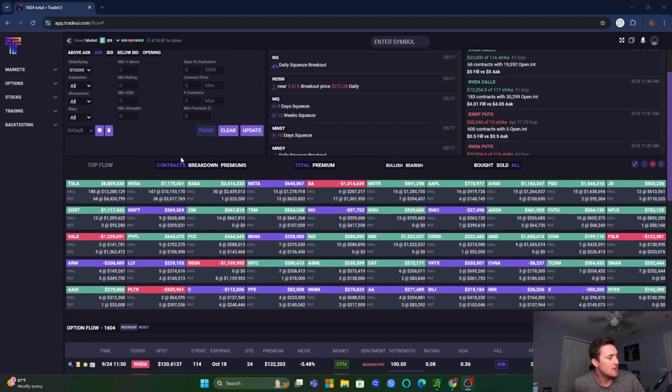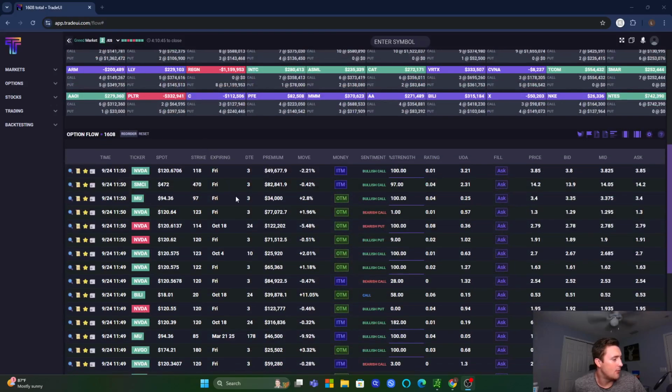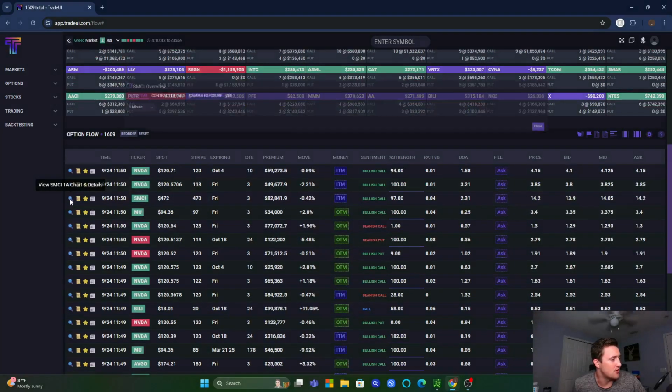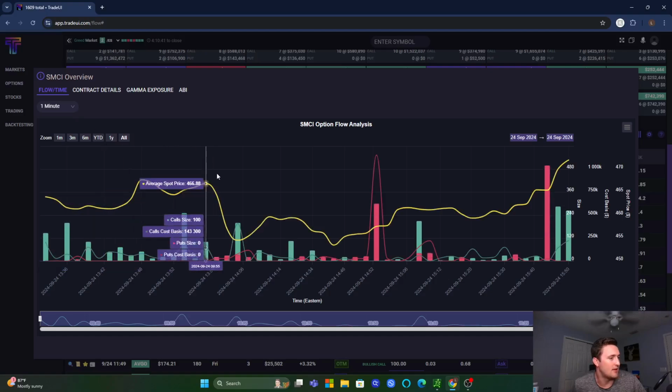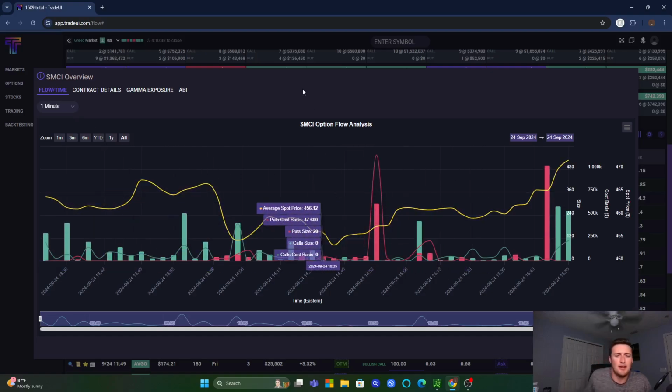So what we want to do is find option flow coming in, and to do that we go to this magnifying glass right here. If I click on the magnifying glass, it's going to show you a chart like this, and right now you might think, well, this doesn't make much sense to me.